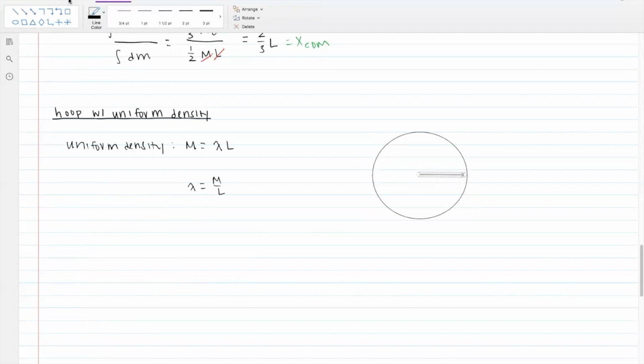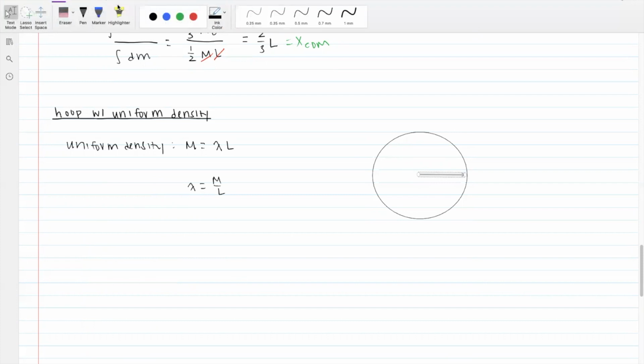Let's say that this hoop has some sort of radius of r. Let's make this point the 0-degree mark or the 360-degree mark, correct? So if we rotate an entire revolution, this point will be equal to 360 degrees.